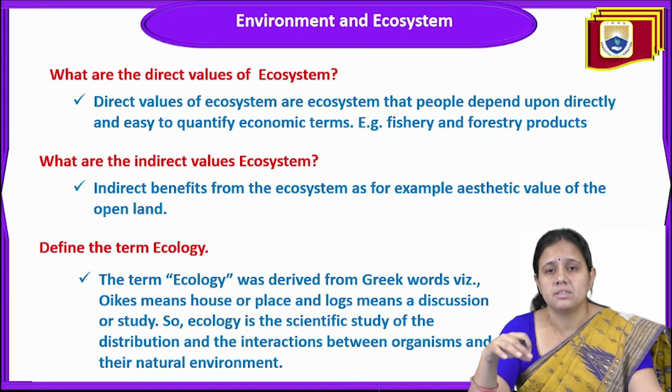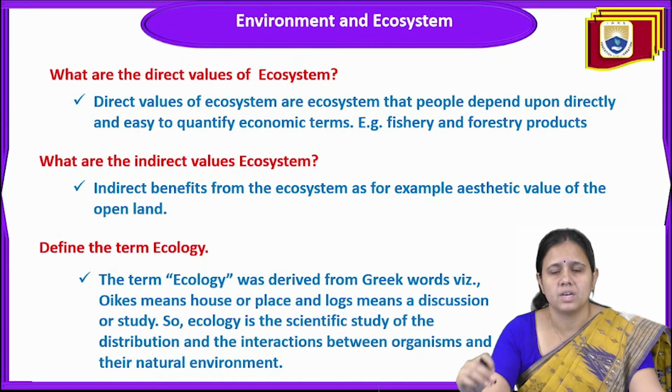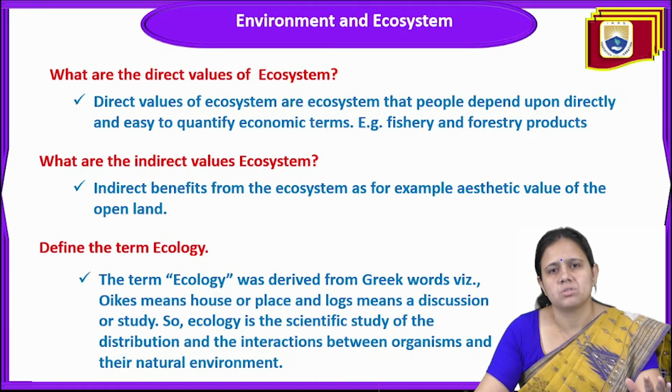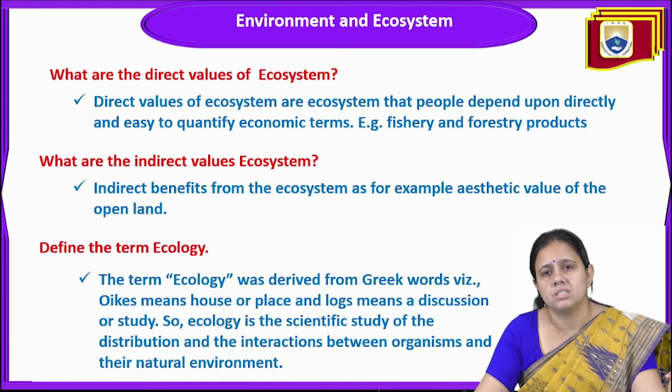So this is the direct benefit that any individual can get from an ecosystem, called the direct value of the ecosystem. Means directly the value associated with the ecosystem, any person can get benefit from the ecosystem. Examples are some forestry products, medicinal plants, drugs, and fishes we are going to eat. So this we can take directly from the ecosystem.